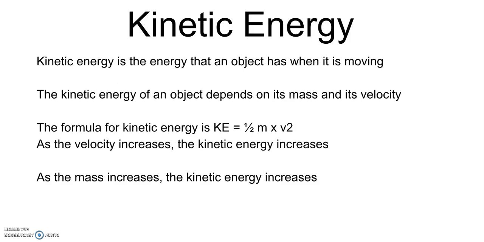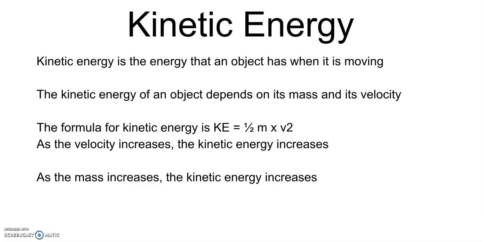Our first one we're talking about is kinetic energy. Kinetic energy is the energy that an object has when it is moving. The kinetic energy of an object depends on its mass and its velocity. The formula for kinetic energy is equal to 1/2 times mass times velocity squared.